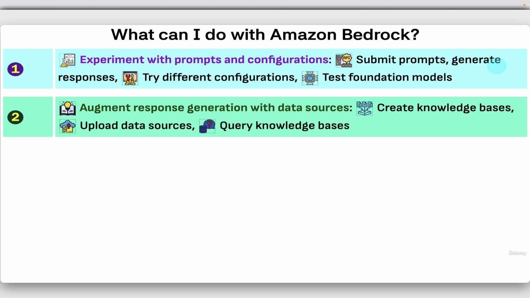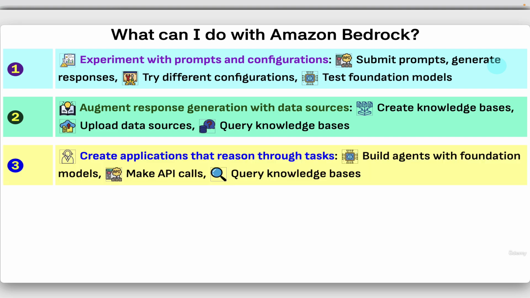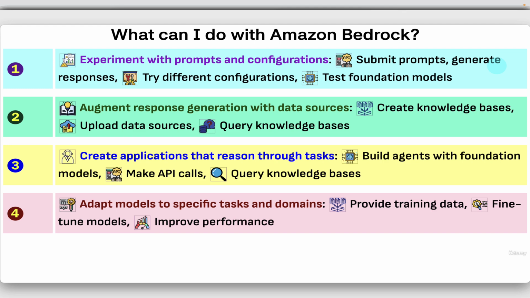Create knowledge bases by uploading data sources to be queried in order to augment a foundation model's generation of responses. You can build agents that use foundation models, make API calls, and optionally query knowledge bases in order to reason through and carry out tasks for your customers. You can customize Amazon Bedrock foundation models by providing training data for fine-tuning or continued pre-training in order to adjust a model's parameters and improve its performance on specific tasks or in certain domains.